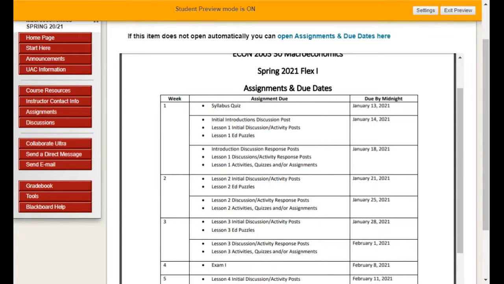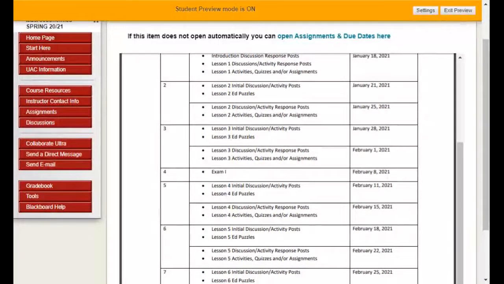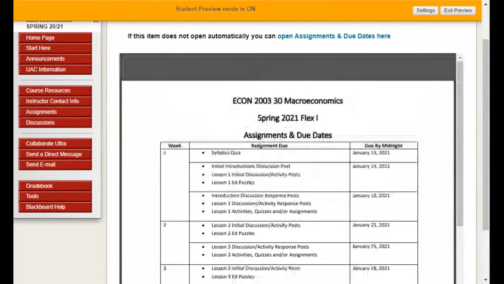Remember, Ed puzzles are due on Thursdays. And your initial discussion posts are due on Thursdays. So be very careful. Watch those dates.